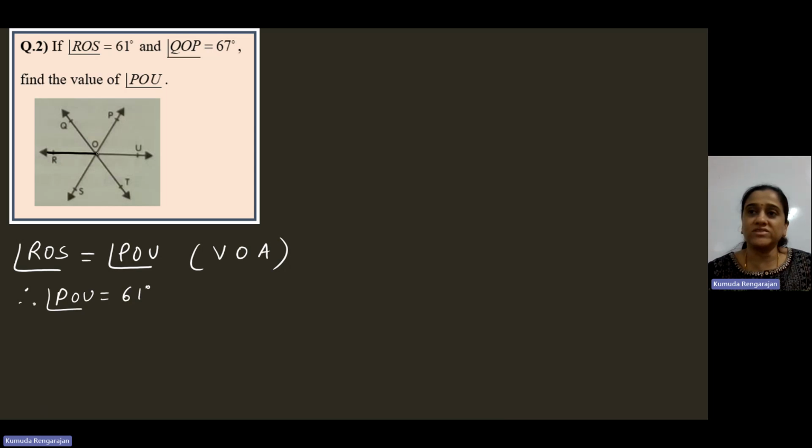This arm of the first angle. See, these are the two arms. These are the two arms of the first angle. And these are the two arms of the second angle. Correct? Okay, now see here.